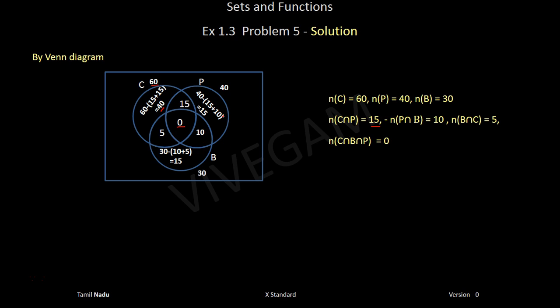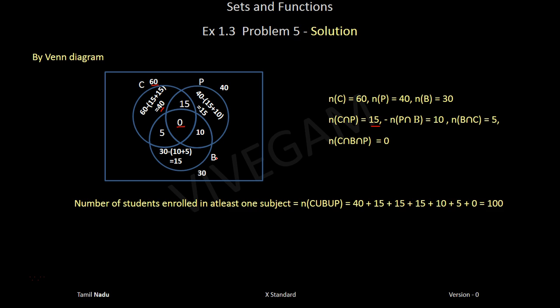So apart from that formula, we get a lot of additional information here. The number of students who are enrolled in at least one subject will be the sum of all these numbers. So add up all these things. This is the whole student gamut, right? The whole area represents the students. That is basically what they are asking. So it will be 40 plus 15 plus 15 plus 5 plus 10 plus 15. That is what is written here, 40 plus 15 plus 15 plus 15, 10 plus 5 plus 0.